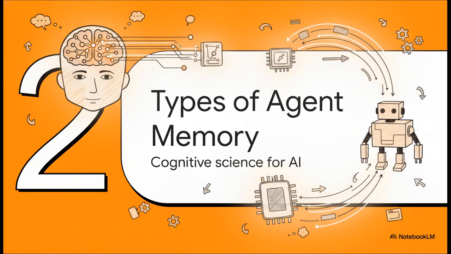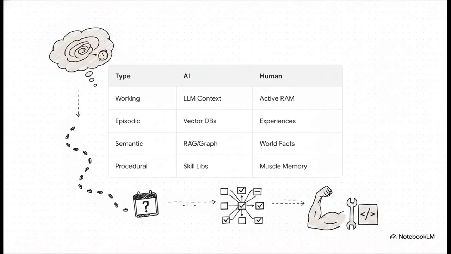Which brings us to Section 2, 4 types of agent memory, where we map human cognitive science directly to artificial intelligence. So the huge takeaway here is that we absolutely cannot treat all memory as the same thing. There are 4 distinct types we have to handle. Working memory is your agent's active workspace. That's the LLM's context window holding immediate variables, like active RAM.